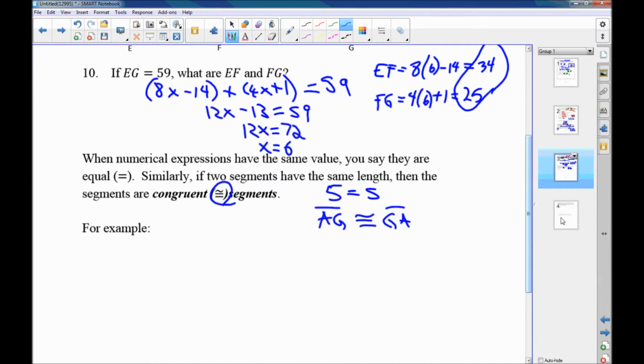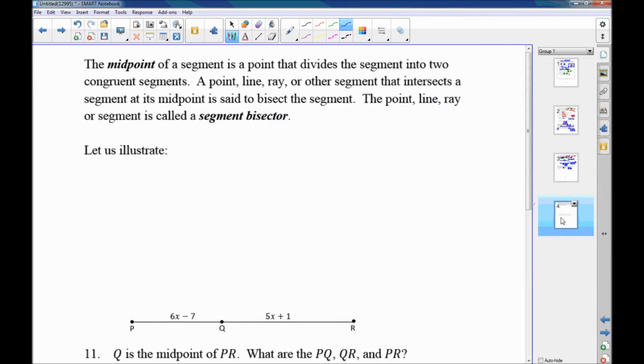Let's flip it over and check our last page here. The midpoint, we have a new definition here, of a segment is the point that divides the segment into 2 congruent segments. Okay, so here's a segment. The midpoint is going to split this into 2 equal parts. So that would be my midpoint. And to show that they're equal, we can put little marks on here.